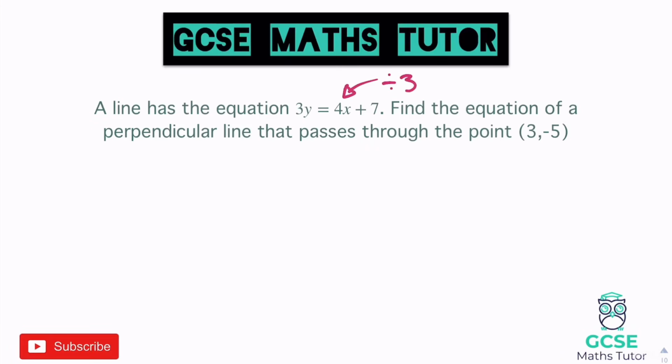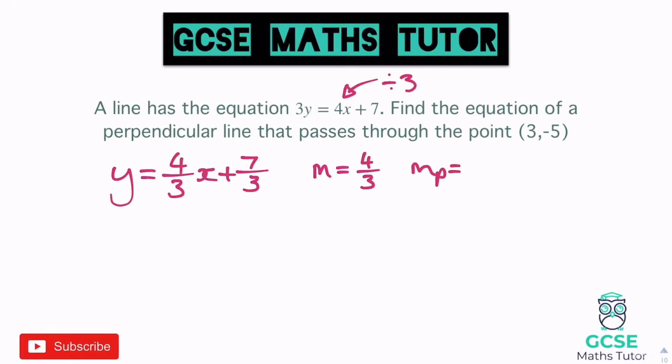Divide by 3. So if we do that, we get y equals 4/3 when we divide that by 3, x plus 7/3, dividing everything by 3 there. And then we've got our gradient. So our gradient of that line is 4/3. Now we can find the perpendicular gradient. So flip it over with a negative, negative 3/4. And now we can just take that same approach that we have on all the previous questions. So sticking our gradient into our line equation, we get y equals negative 3/4 x plus c.